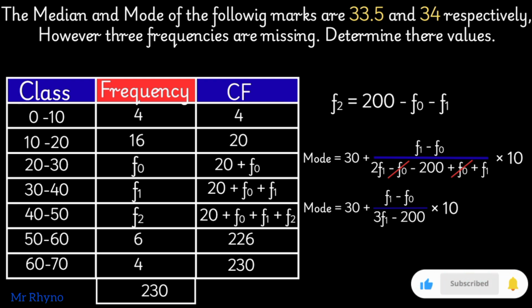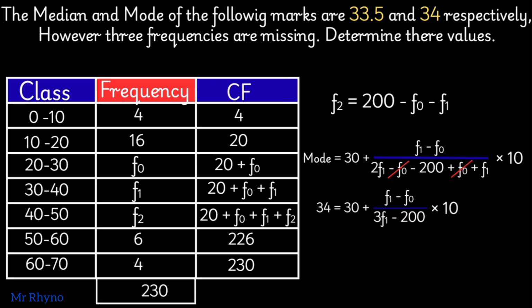So I can replace this mod with 34. So we shall have 34 being equal to 30 plus (f1 minus f0) over (3f1 minus 200) by 10. Then we take 30 to the left and we have 34 minus 30, and that gives us 4.